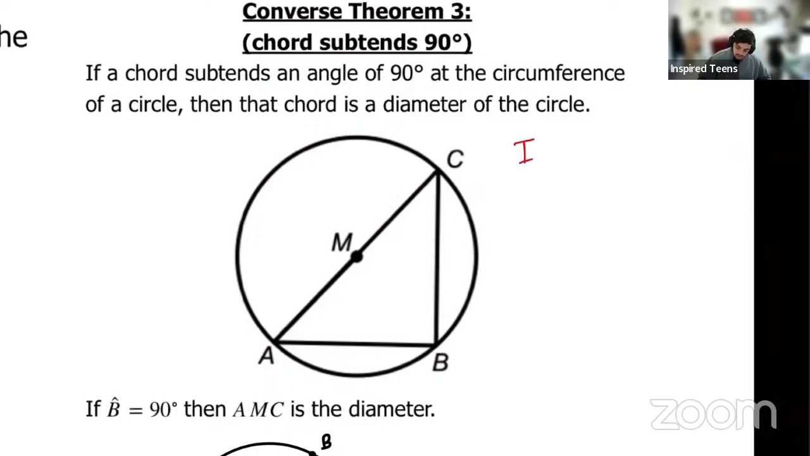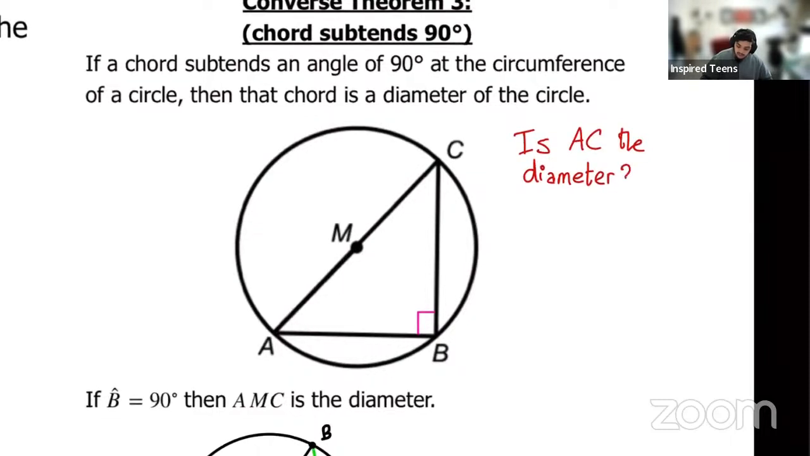So just say we don't know. The question is, is AC the diameter? Let's say the question doesn't specify, because the question has to specify if AC is the diameter. If it doesn't, then we can't assume that it is. So just keep that in mind. What's given here is that this is perpendicular to that. But the question is, is AC the diameter? That's what's unknown. And obviously we don't know whether M is the center or not.